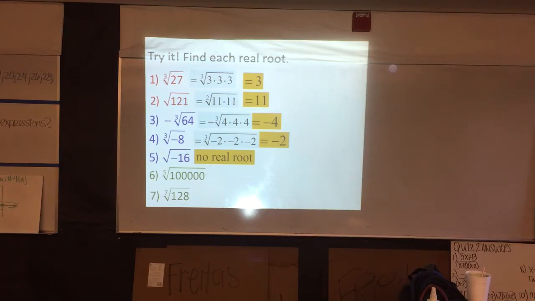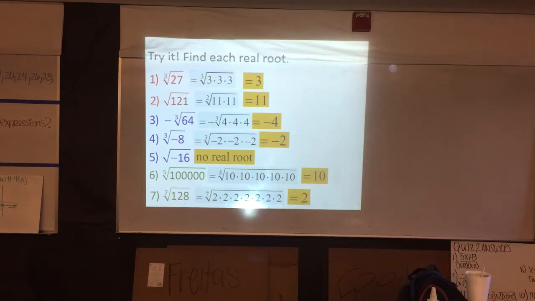Number 4 is a real root because you can cube root a negative, because a negative 2 times a negative 2 times a negative 2 is a negative 8. And so negatives are okay in odd radicals. But we can't have negatives inside even radicals, like a square root, which produce no real solutions or no real roots. Okay, it would have an i in it. Okay, and those are my answers for 6 and 7.